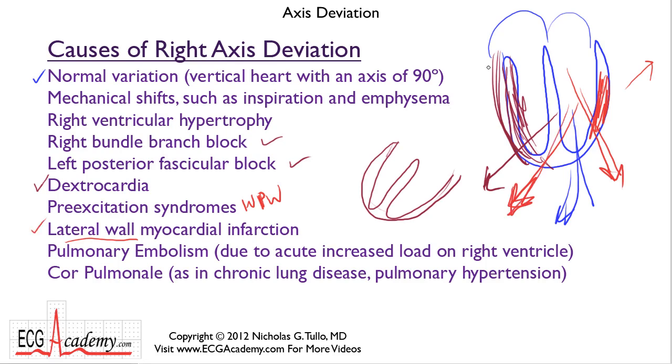Anything that causes right ventricular enlargement, either acutely or chronically, can shift the axis to the right. So pulmonary embolism causes acute increased right ventricular size and wall tension, and a chronic condition that occurs in patients with lung disease is known as cor pulmonale, and that causes right ventricular enlargement and hypertrophy, often seen with pulmonary hypertension.